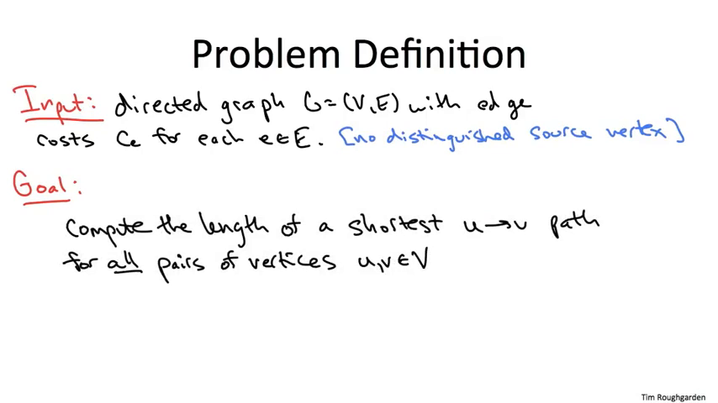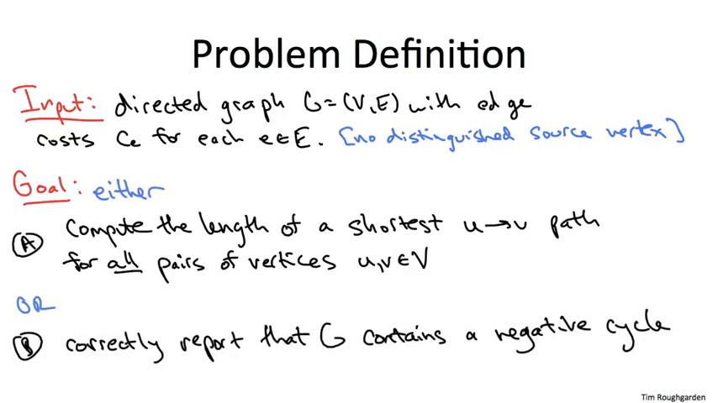So just as with the single source version of the problem, this isn't quite the full story. If the input graph G has a negative edge cycle, then either, depending on how you define shortest paths, the problem doesn't make sense, or it's computationally intractable. So if there is a negative cost cycle, we're off the hook from having to compute shortest path distances, but we do need to correctly report in that case that the graph contains a negative cost cycle. That's our excuse for not computing the correct shortest path lengths.